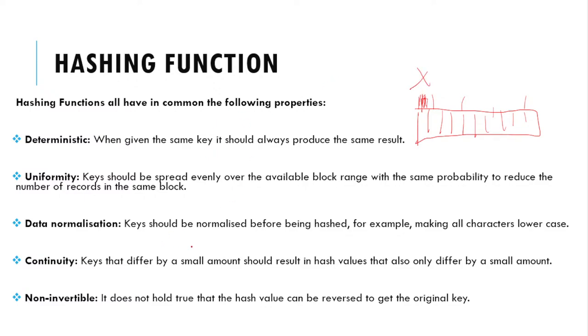Keys should be normalized before being hashed. So you might make them lowercase. So if I put John in there, and john in lowercase, that would produce 2 different index positions because these are different when they get turned into numbers, ASCII, they're different. Then you've got continuity. Keys that differ by a small amount should result in the index position differing by a small amount as well.